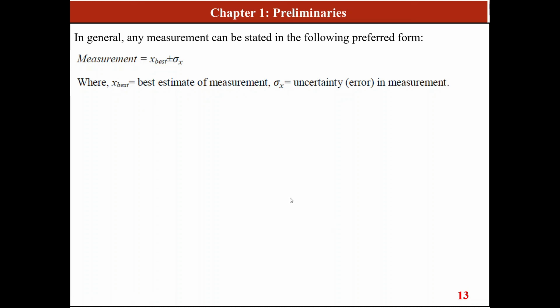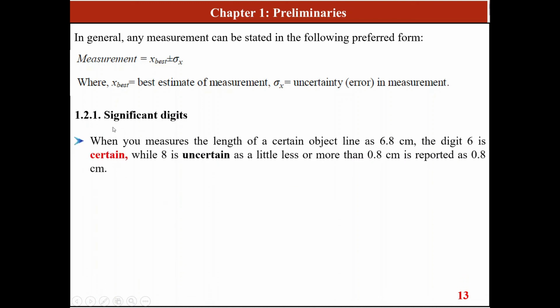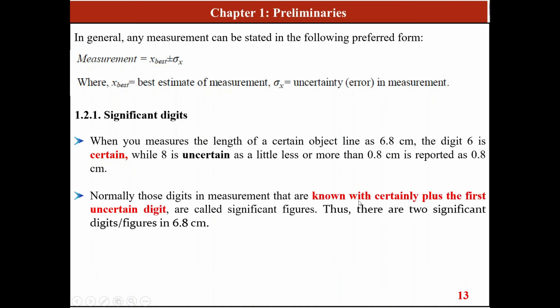Okay, so the other topic that we have is significant digits. Here we have a rule. Before the rule, we have to know how we consider this significant. When you measure the length of a certain object, a line, as 6.8 centimeter, digit 6 is certain, while 8 is uncertain. After the point, we have 8 uncertain. A length a little less or a little more than 6.8 centimeter is reported as 6.8 centimeter. Normally, those digits in measurements that are known with certainty plus the first uncertain digit are called significant figures. Thus, there are two significant figures in this one. So whenever you are asked to find the number of significant digits, here we have two significant digits, or we can say significant figures.